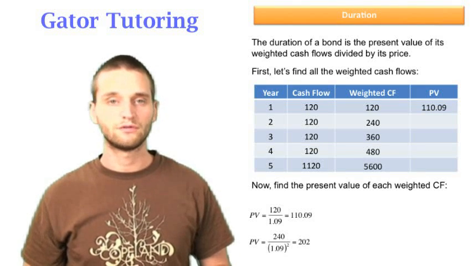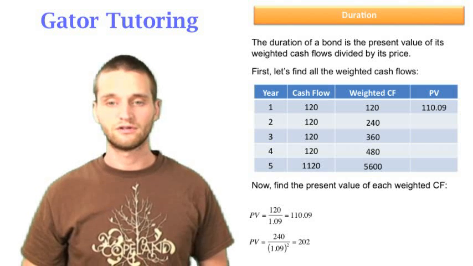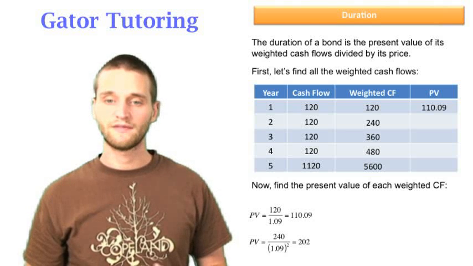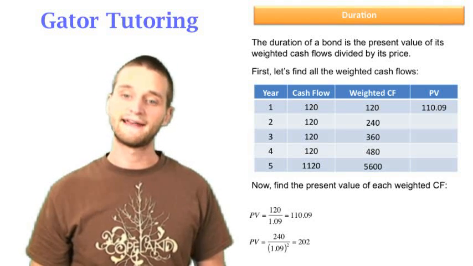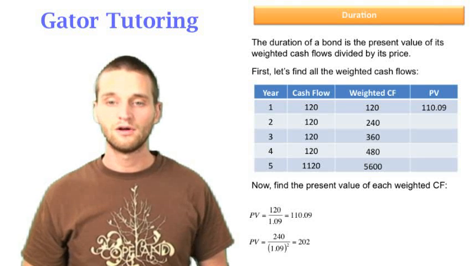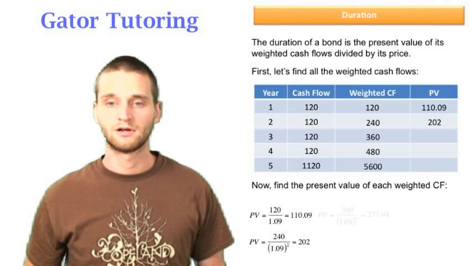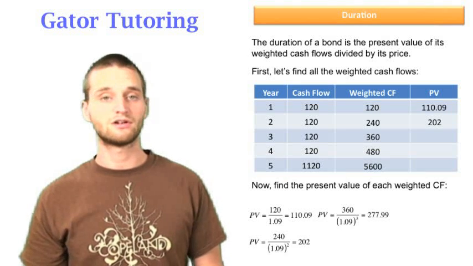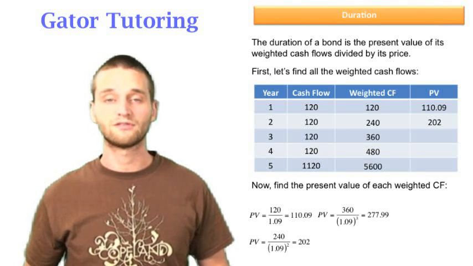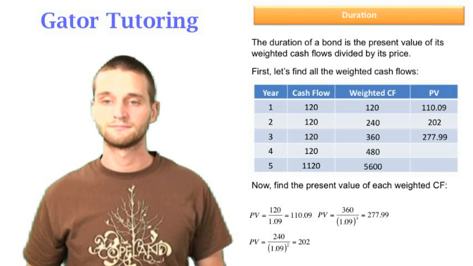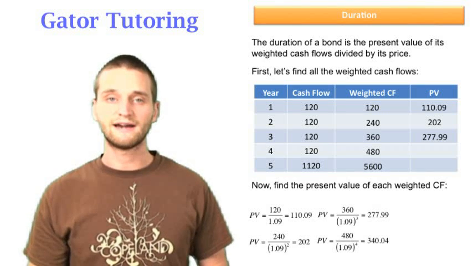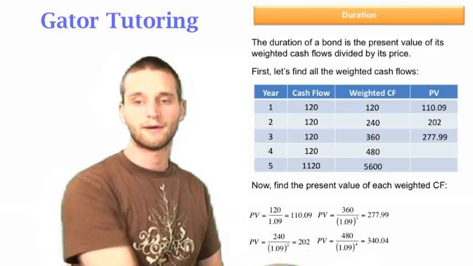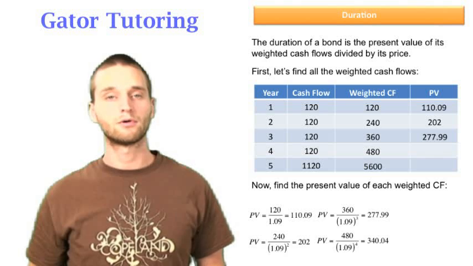The second weighted cash flow is 240. It occurs in year 2. So we divide it by 1 plus the interest rate raised to the second power. And that discounts that 240 back 2 periods at 9%, which gives us a present value of $202. The third weighted cash flow is 360. That occurs in year 3, so we divide it by 1 plus the interest rate raised to the third power. That gives us a present value of $277.99. The fourth one is the 480. We bring that back 4 periods, so we divide it by 1 plus the interest rate raised to the fourth power. That gives us a present value of $340.04.